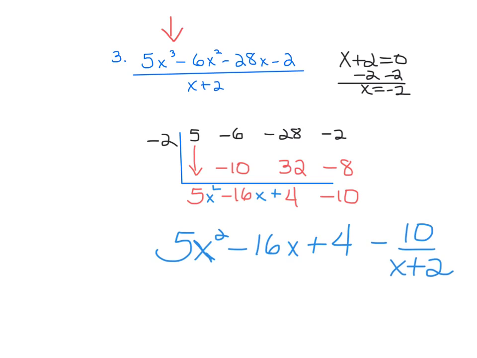The next one is the one with the placeholders. I have to do exactly the same thing that I did for the long division. I got to put in some zeros. Everybody good?